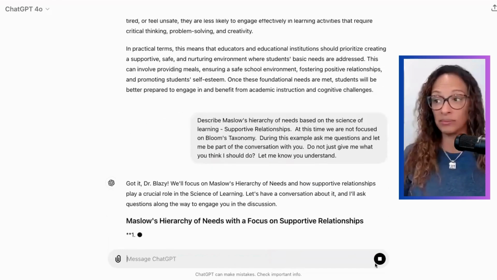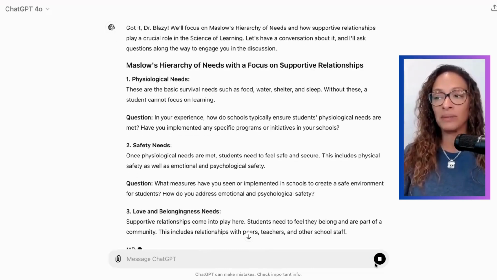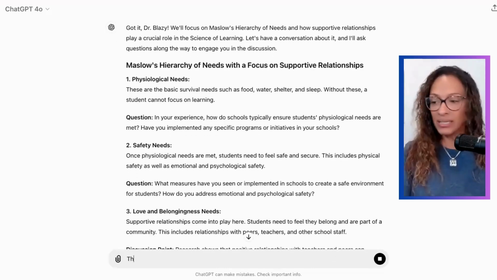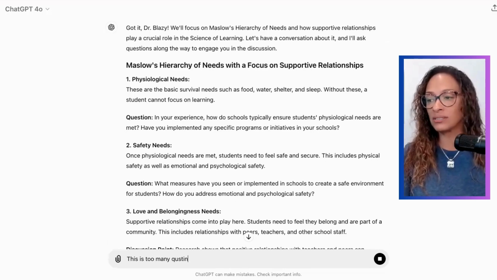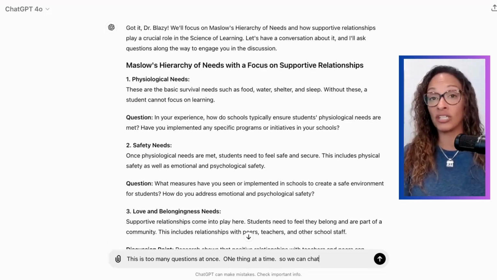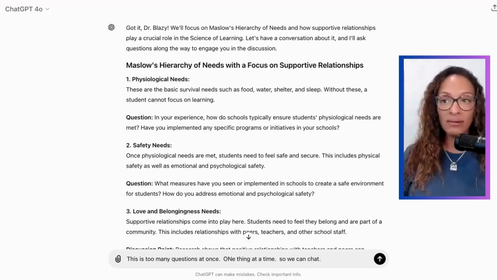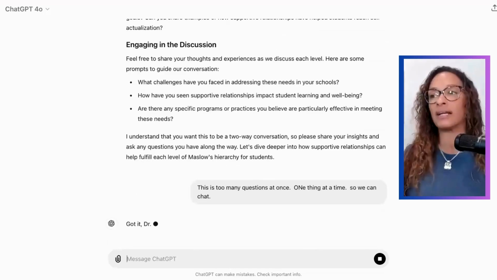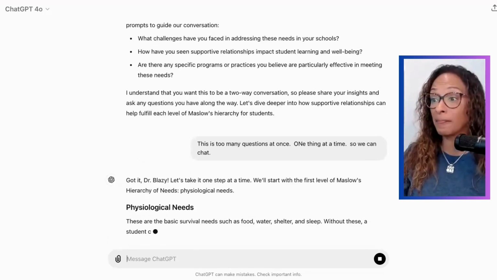And now it's talking to me. Now it's giving me some prompt questions, but I still think it's too many. This is too many questions at once. One thing at a time. Sometimes you've got to get ChatGPT to slow down. So let's see if it'll actually do that, because I like everything that it gave me.